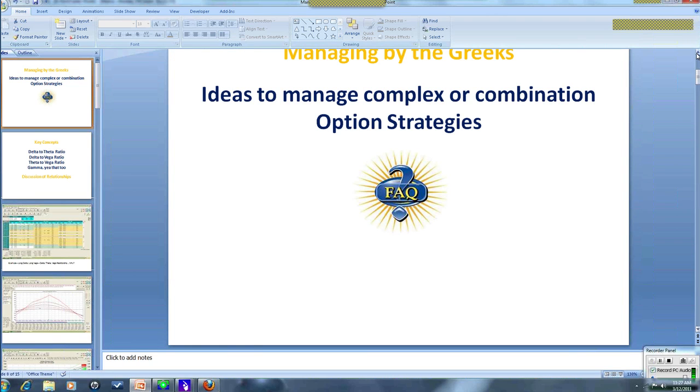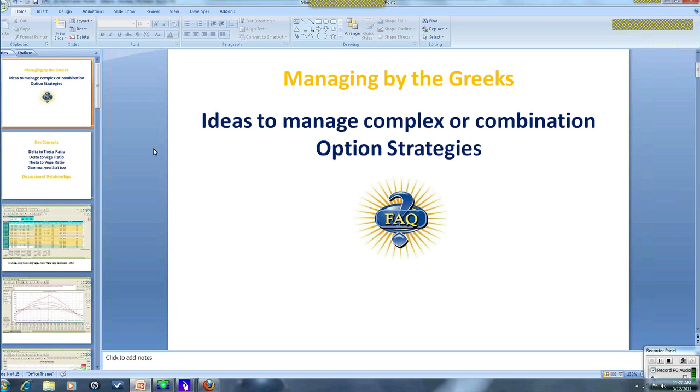I had put together a couple of little slides here just at the beginning, just to show what, in my mind, the concept is behind managing by the Greeks. In most option positions, you are managing by the Greeks, even if you're simply using one or two of those, like delta, for instance. If you simply adjust a position at a certain delta, you're still managing by one of the Greeks, but not by all the Greeks.